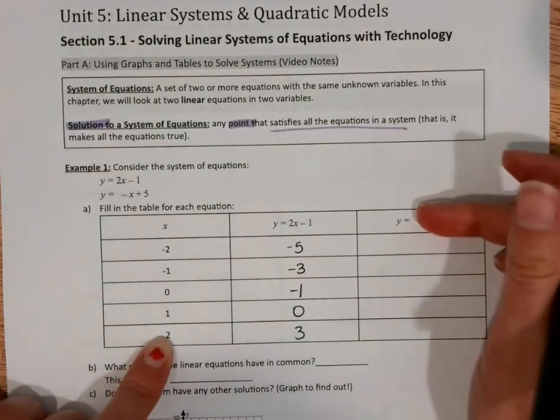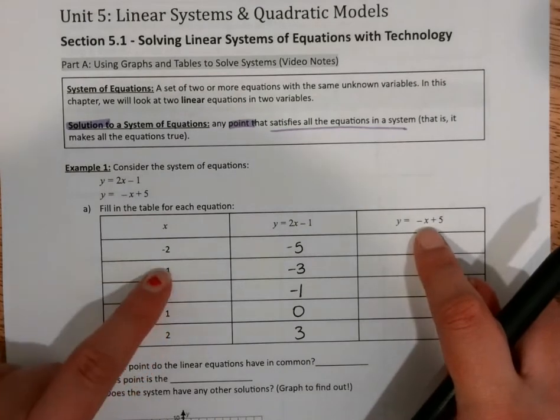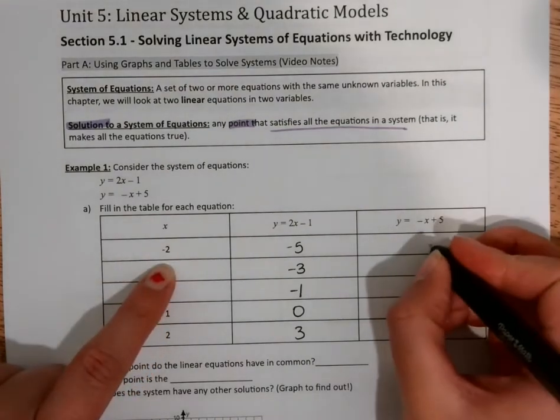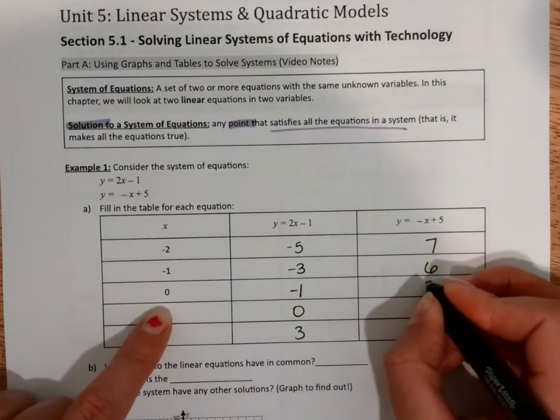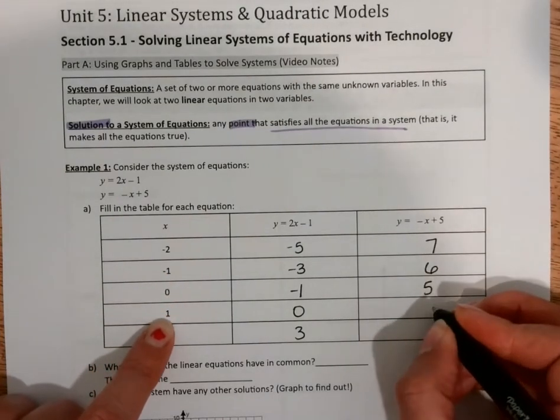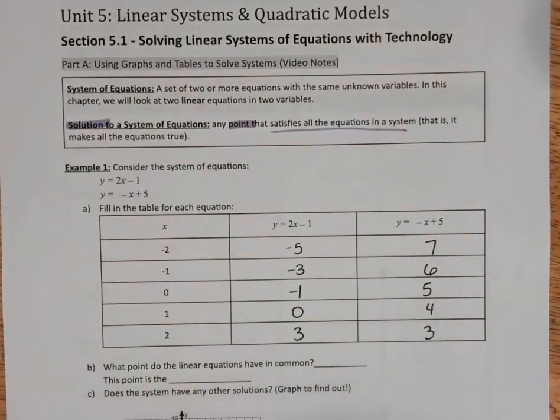Alright, we're just going to do the same thing with the next one, fill in all these x values, and then get the y's. So negative 2 makes that 2 plus 5 is 7. That's going to be 6. It's going to be 5. It's going to be 4. And 3. What we're looking for here is an ordered pair that satisfies both equations.